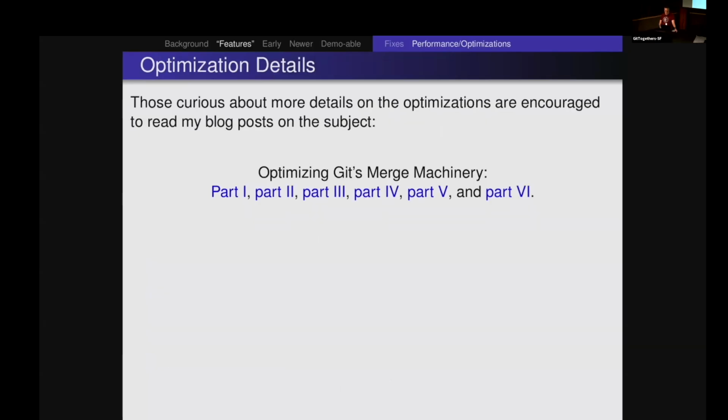If you want to learn more about those details, you can see my talk from a few years ago or look up the blog post that I wrote on the topic. I've got a sequence of 6 different parts, but just Google for optimizing Git's merge machinery, and you'll be able to find those.